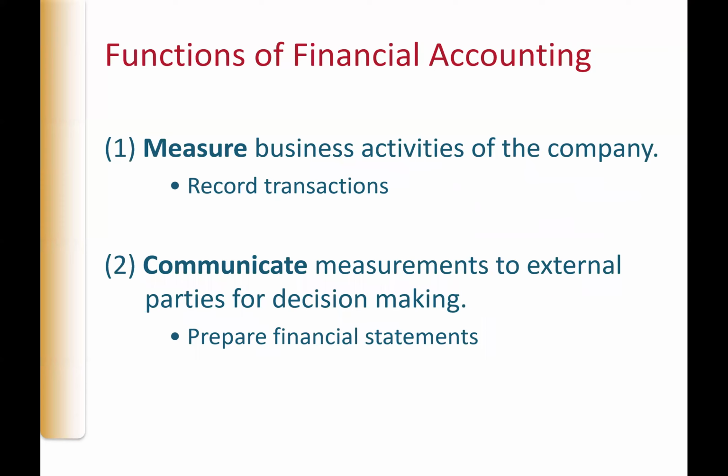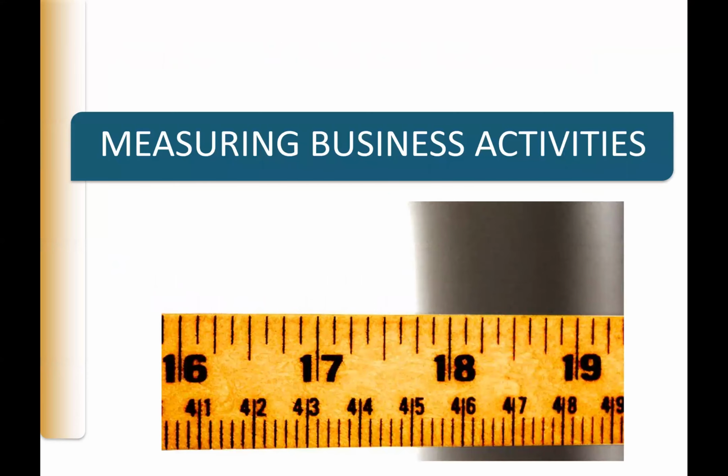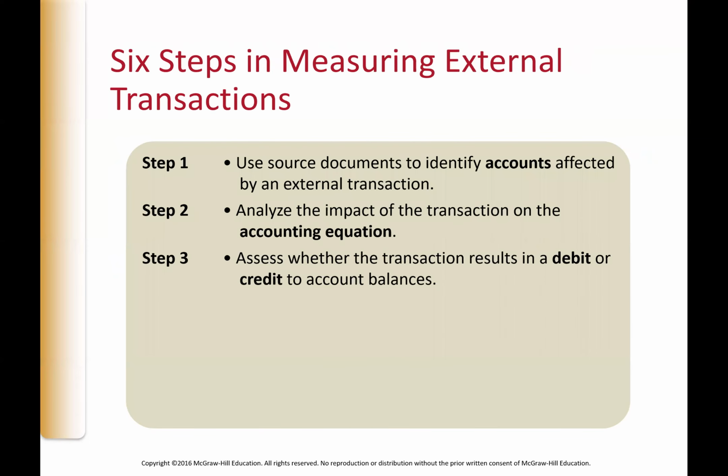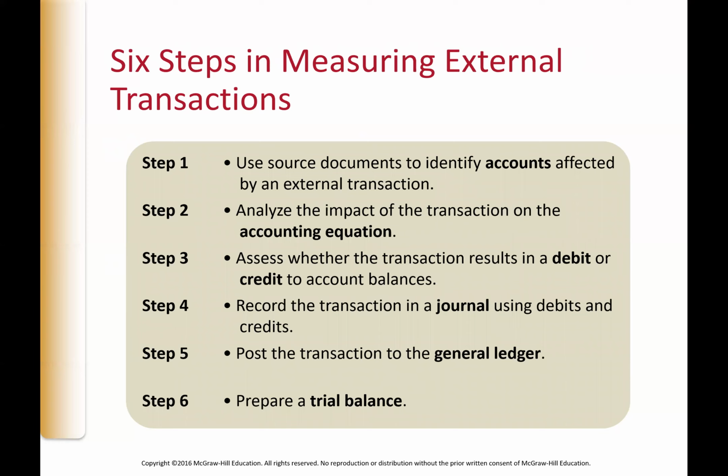So we know that financial accounting measures business activities, and we measure them by trying to decide, okay, what happened, what accounts are affected, and how much in terms of money are we talking about? And then we communicate all of these transactions in the form of financial statements to external users. So how do we go about measuring these business activities? Well, we're going to kind of follow some steps here.